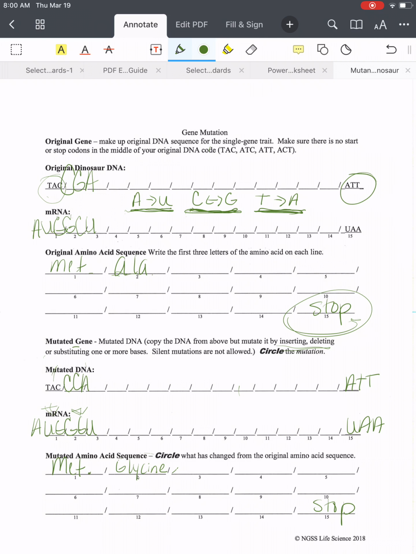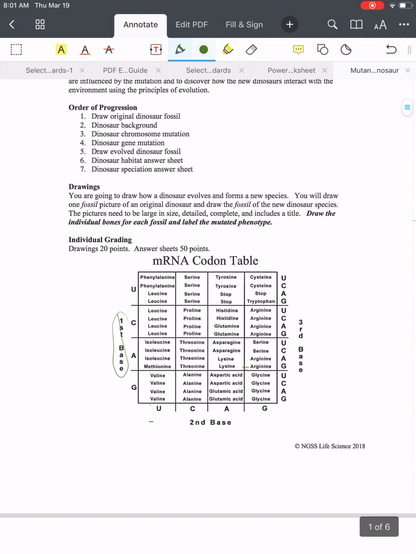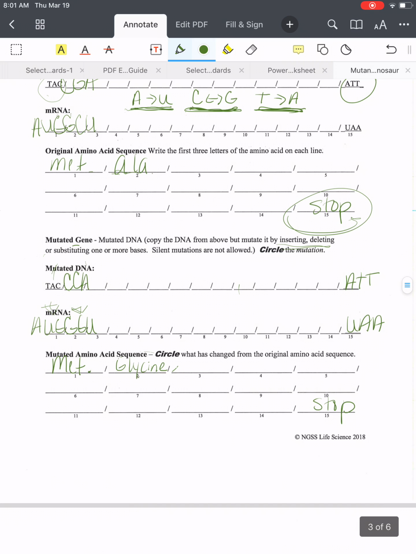I'm just going to do these two. So AUG, that's a little different than what we've been using. AUG: first base A, second base U, and then G. Methionine is your start codon, so you'd write that down. The next one I do is alanine when I go up and use my codon chart.